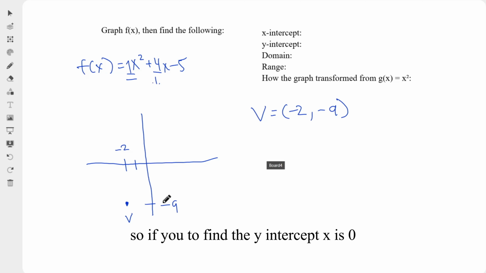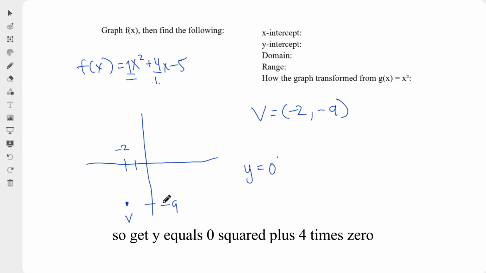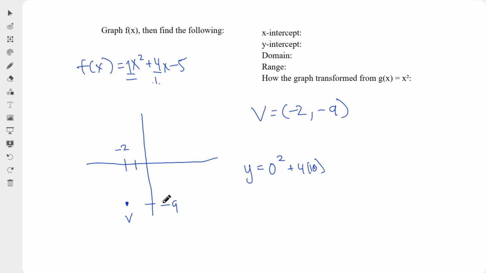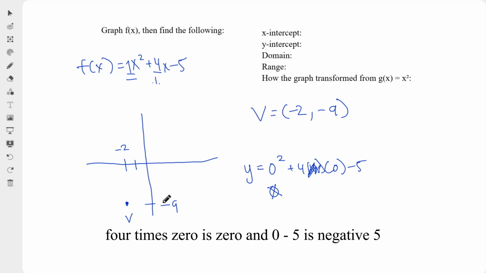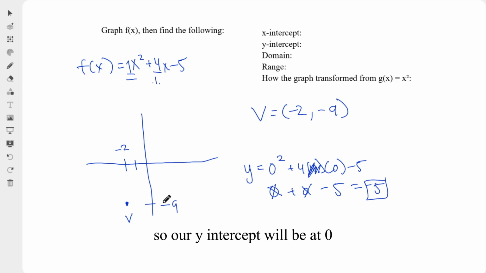So to find the y-intercept, x is 0. So we'll get y equals 0 squared plus 4 times 0 minus 5. 0 squared is 0. 4 times 0 is 0. And 0 minus 5 is negative 5. So our y-intercept will be at 0 comma negative 5. I would say negative 5 is around here. So this is where our y-intercept is.